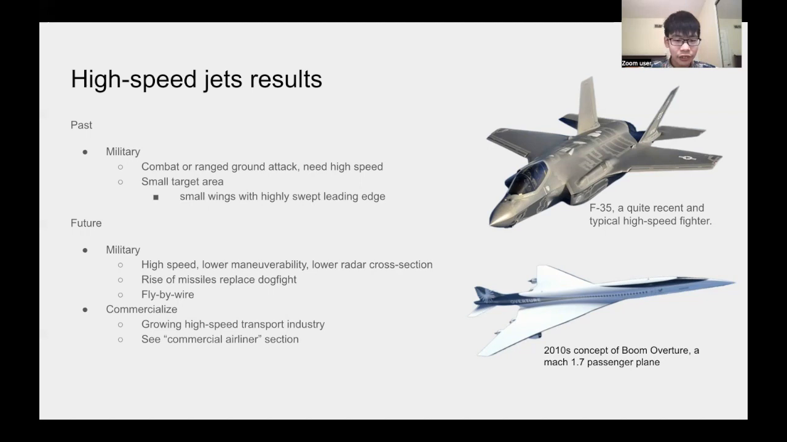A new customer of high-speed planes also rises aside from the original military ones: the commercial passenger industry. Several planes were proposed during recent years, most famously the Boom Overture, a 2010 Mach 1.7 passenger plane. It was expected that 13 of the expected 128 million passengers who will fly first class in 2025 will be interested in supersonic transport.